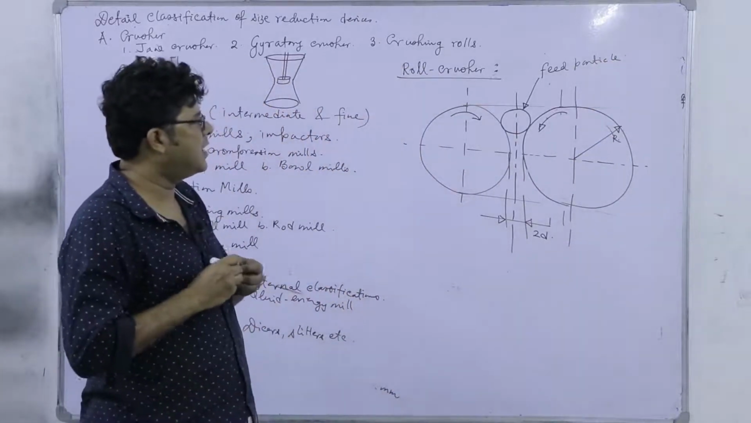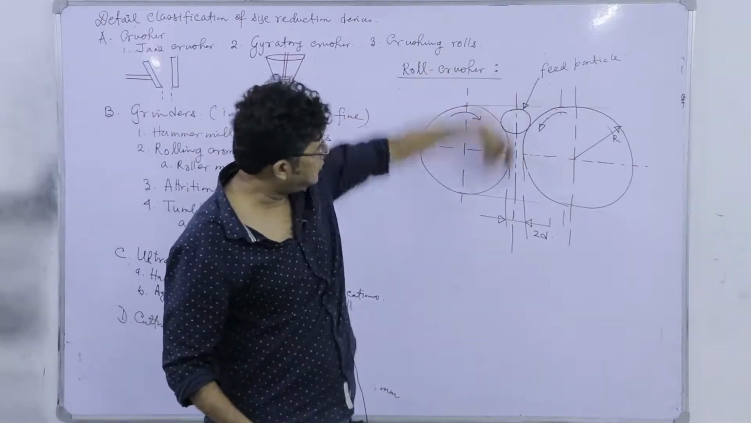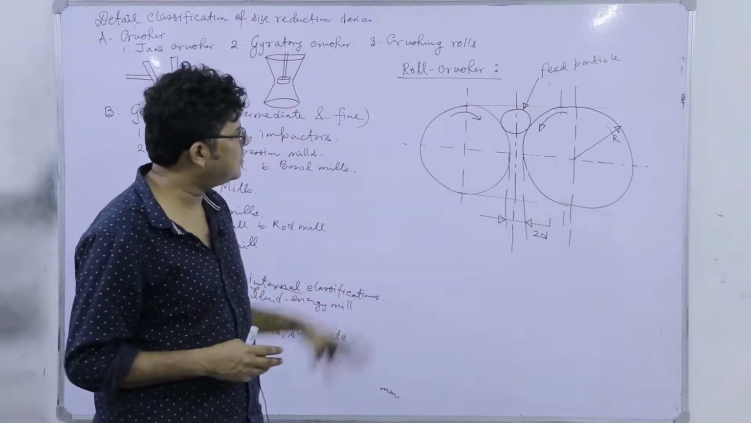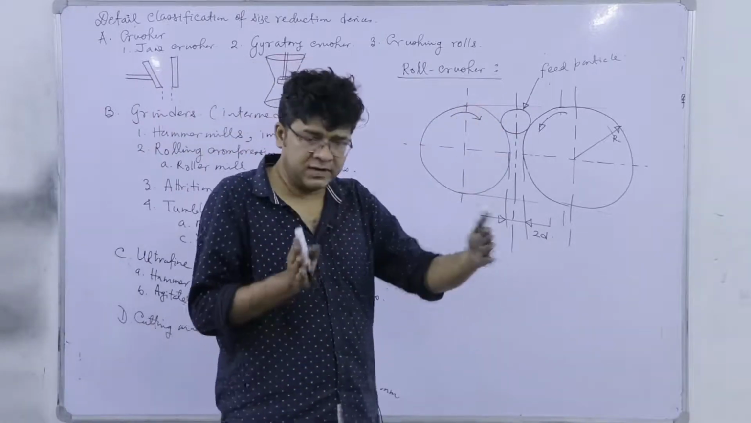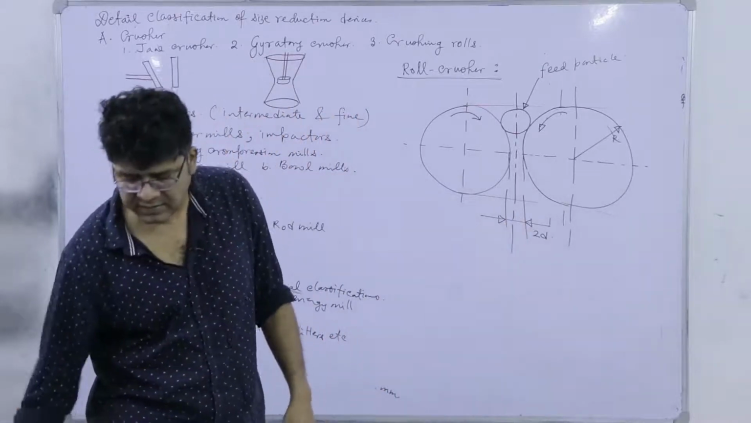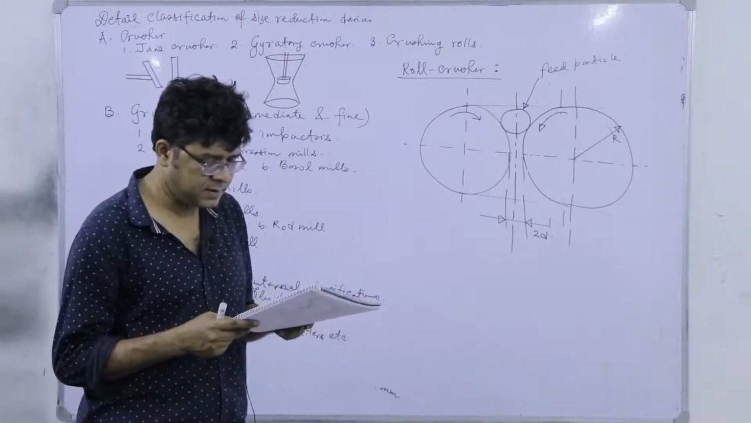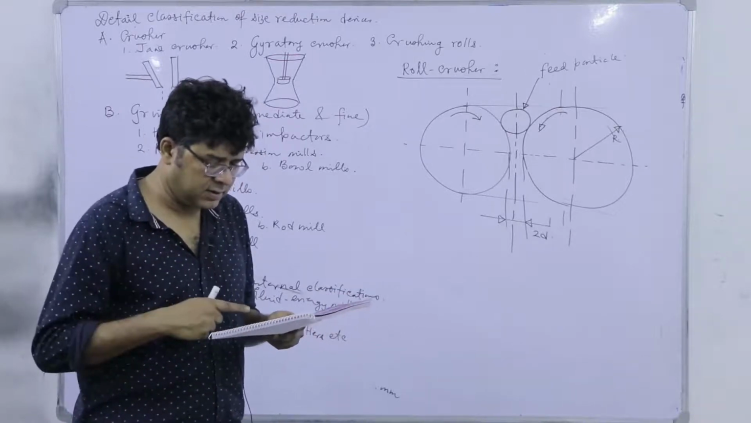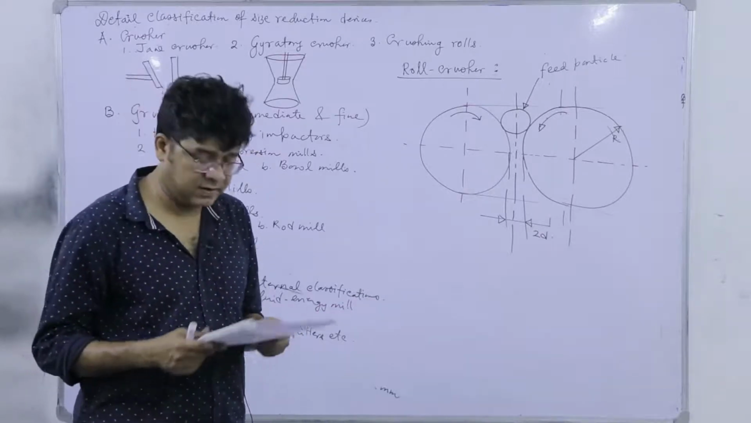Now, definitely you can understand that the particle, because of the friction of these two rollers, will be trapped and will be crushed, right. The typical dimension of these roll crushers, as you can see, is that the diameter may be 2 feet, whereas the length of the cylinders may be around 1 foot. That is the typical size for small scale operation. You can also go for a 6 feet diameter, whereas its length will be around 3 feet.